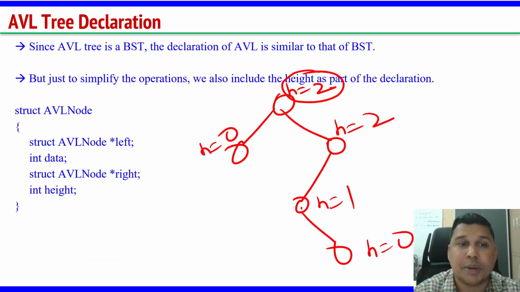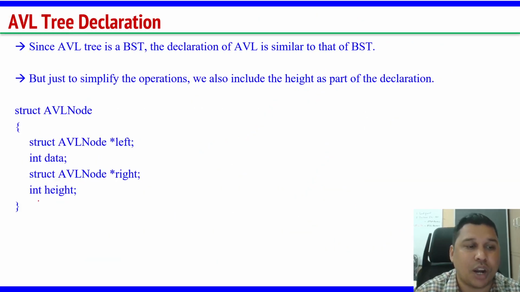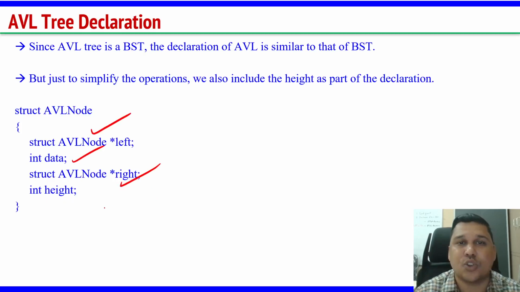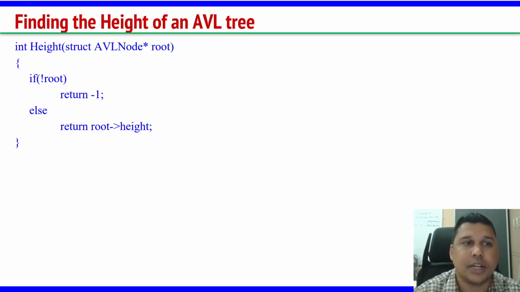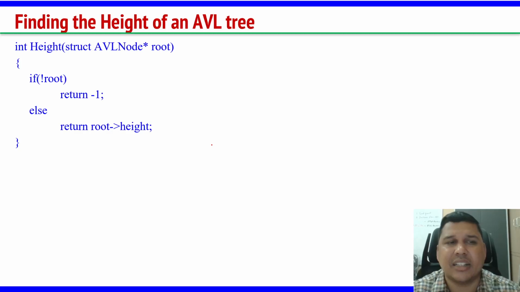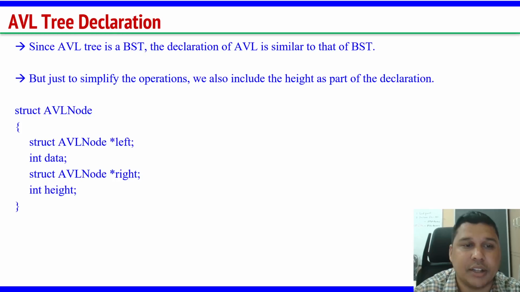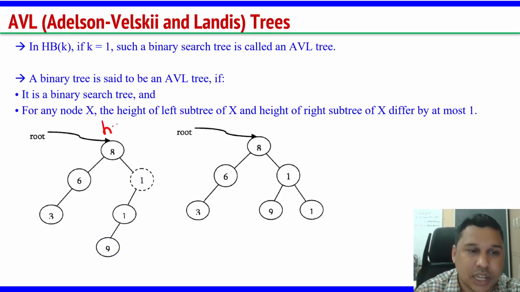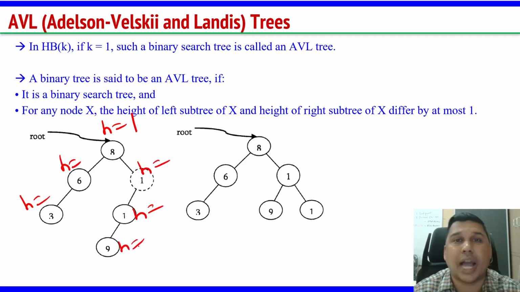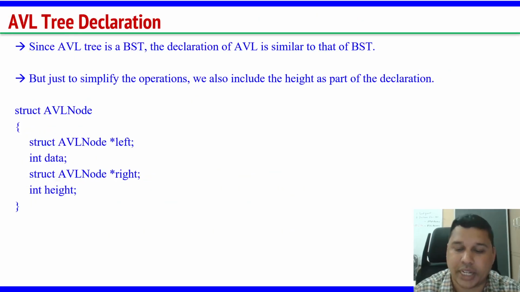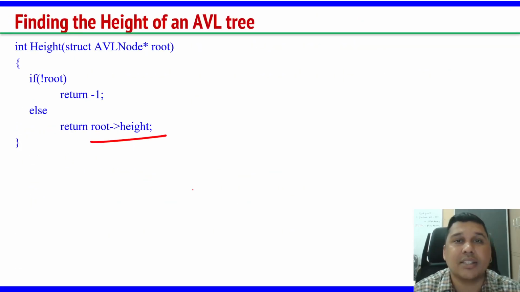For that reason, we are maintaining a new variable called height. This is normal: left, data, right are normal, and we are having height here. How do you find out the height of an AVL tree? Simple logic, just ask the root, the root will give you the height. If you want to know the height of a tree, I am maintaining H is equal to 1, H is equal to this, all those values here. So, if you want to know the height, the root's height directly gives it. Root of height will tell us the height of the tree.